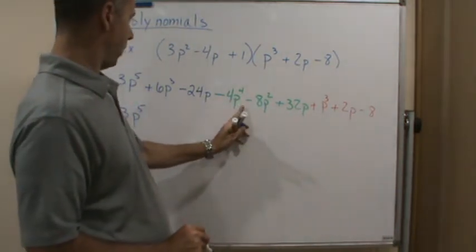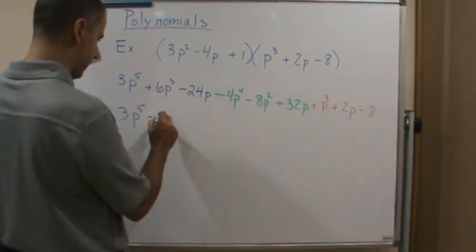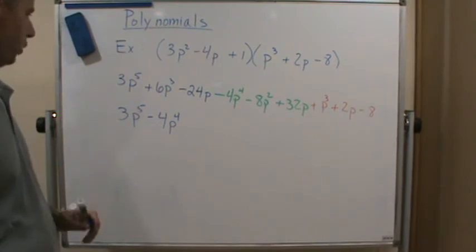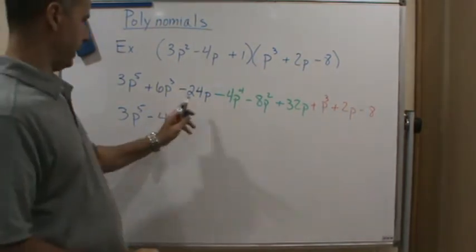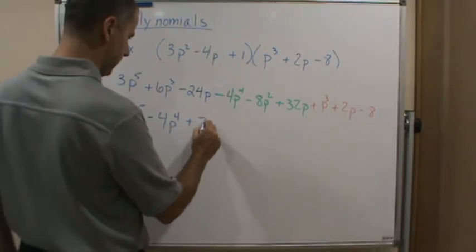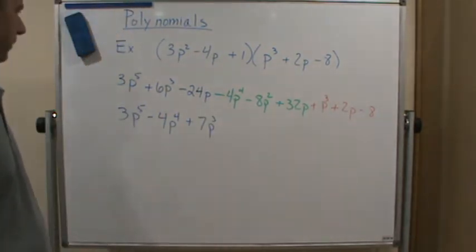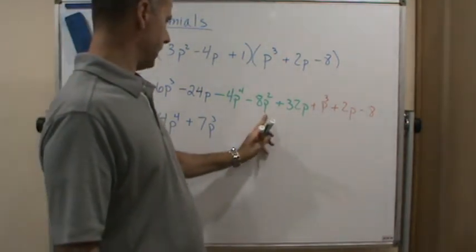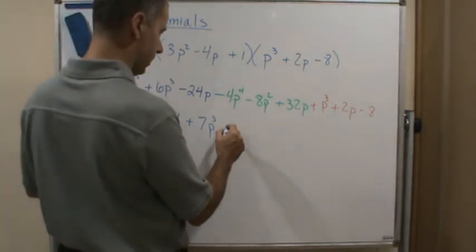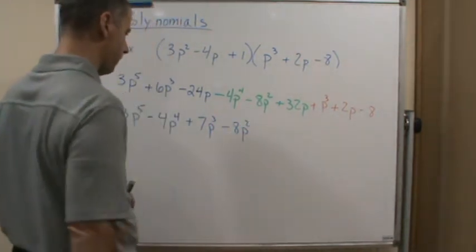I've got only one 4 here, so I'm just going to write that as minus 4p to the fourth. And now let's go to the cubes. So now I've got 3 here and 3 here, so that's going to give me plus 7p cubed. Now let's go to the squares. I've got p squared here, and there's no other p squared, so that's going to stay the same. So minus 8p squared.